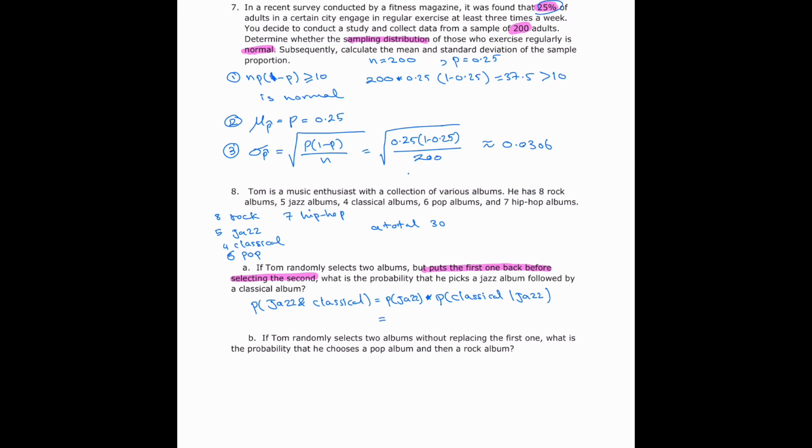So what is the probability of picking jazz? That is how many jazz albums we have out of the total, times. Now, Tom is going to put that jazz album back, which does not affect the total, so the total remains 30. Now, what is the probability that Tom picks classical? How many classicals do we have? We have 4. They are intact, and the total albums did not change because of Tom putting back the album after picking it up.